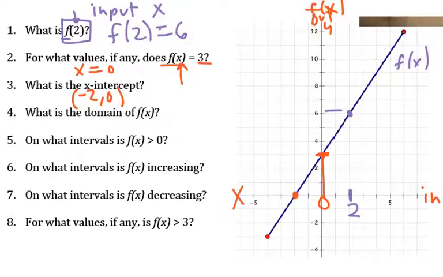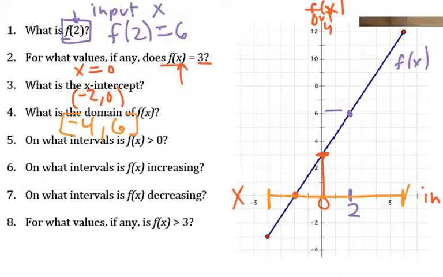Okay, what is the domain of f of x? So domain, remember, is all the x values. So the furthest left we go is -4. It's continuous, so we go till we get to 6. So [-4, 6] is our domain.